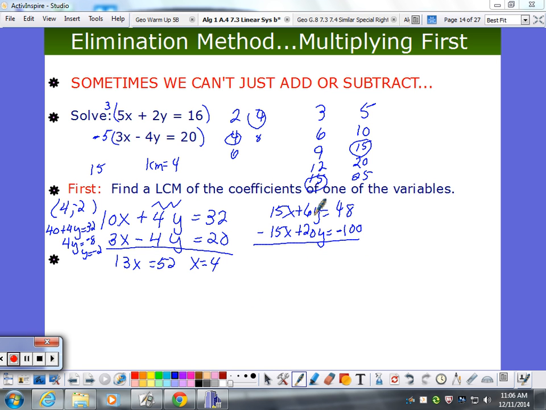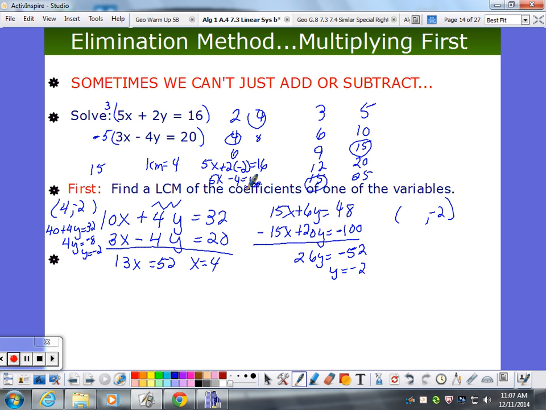I changed it. So 26y equals negative 52. That's way better, right? Divide by 26, you get y is negative 2. Plug it into one of the equations. So 5x plus 2 times negative 2 equals 16. 5x, that's a minus 4 equals 16. 5x equals 30. X is 4.